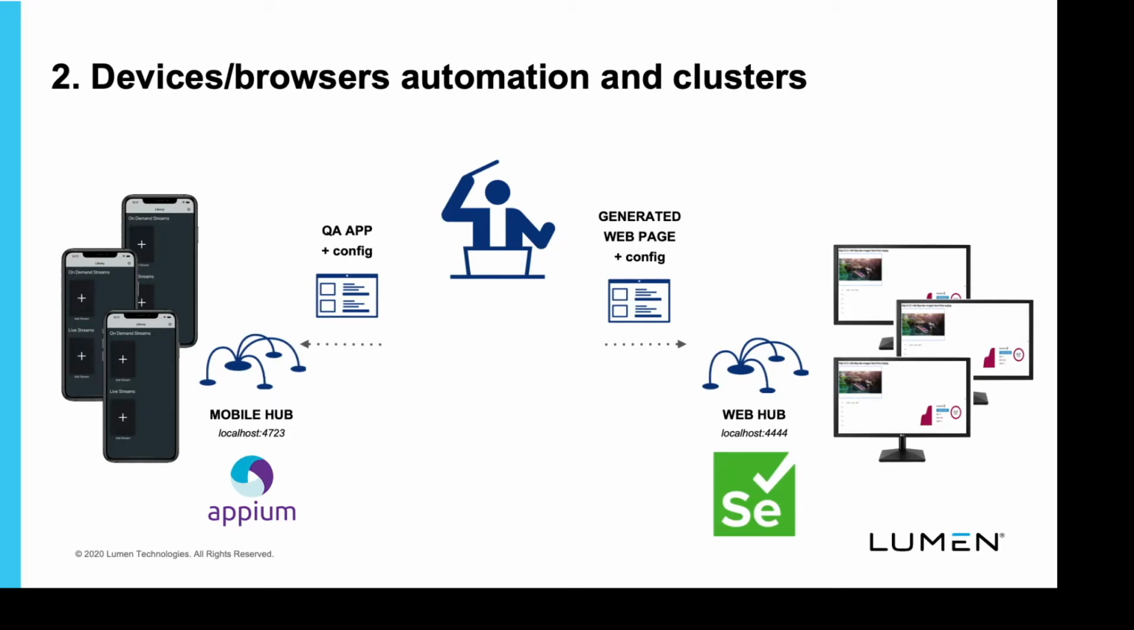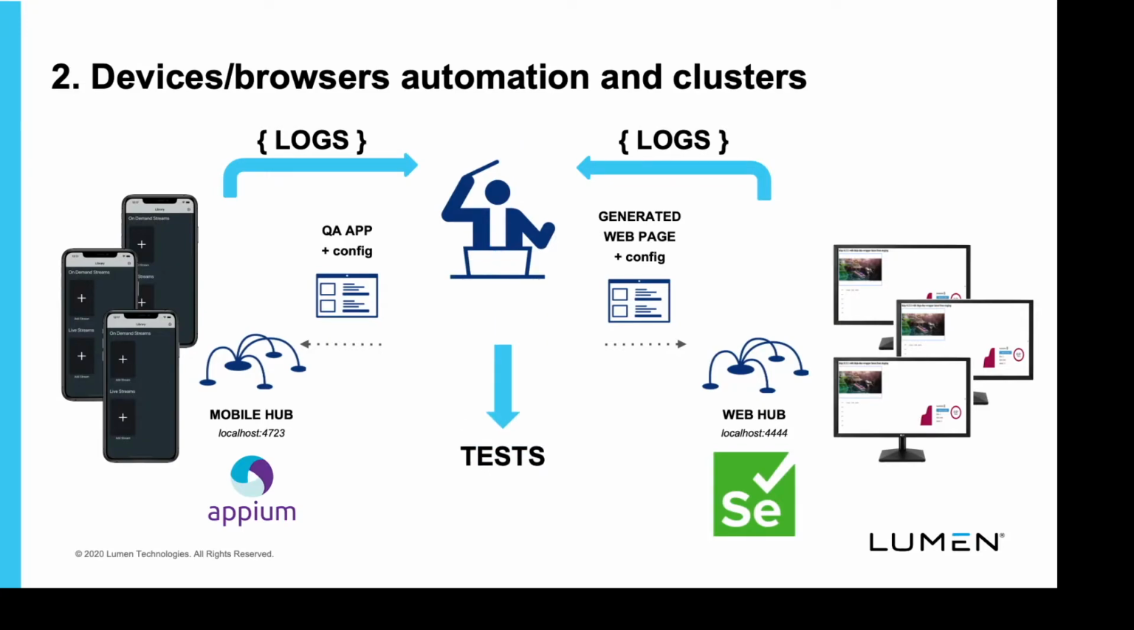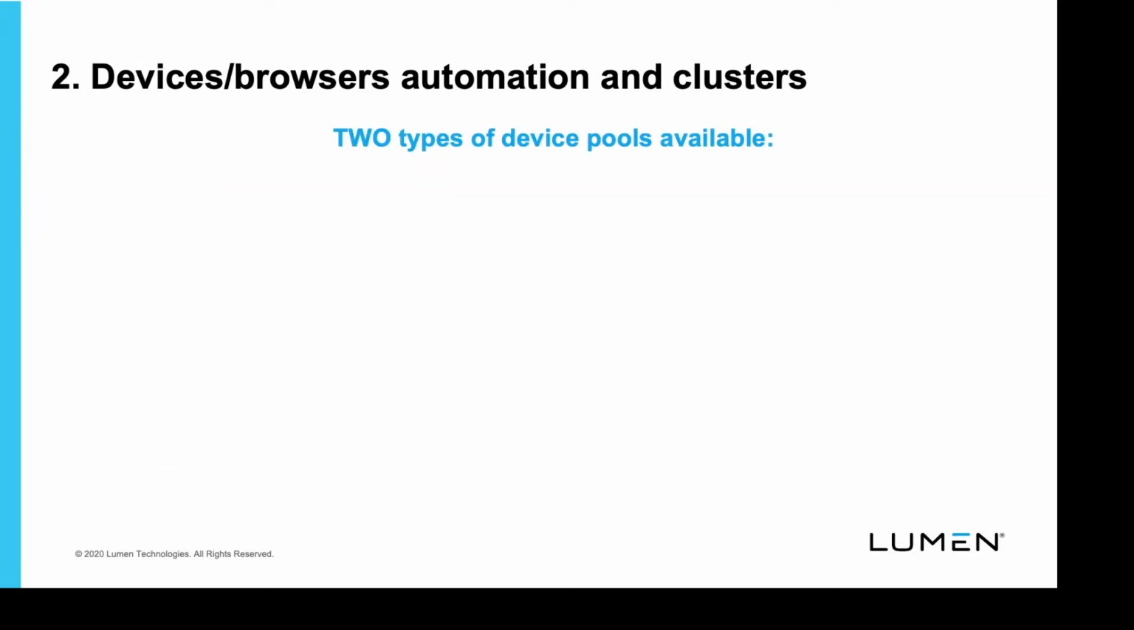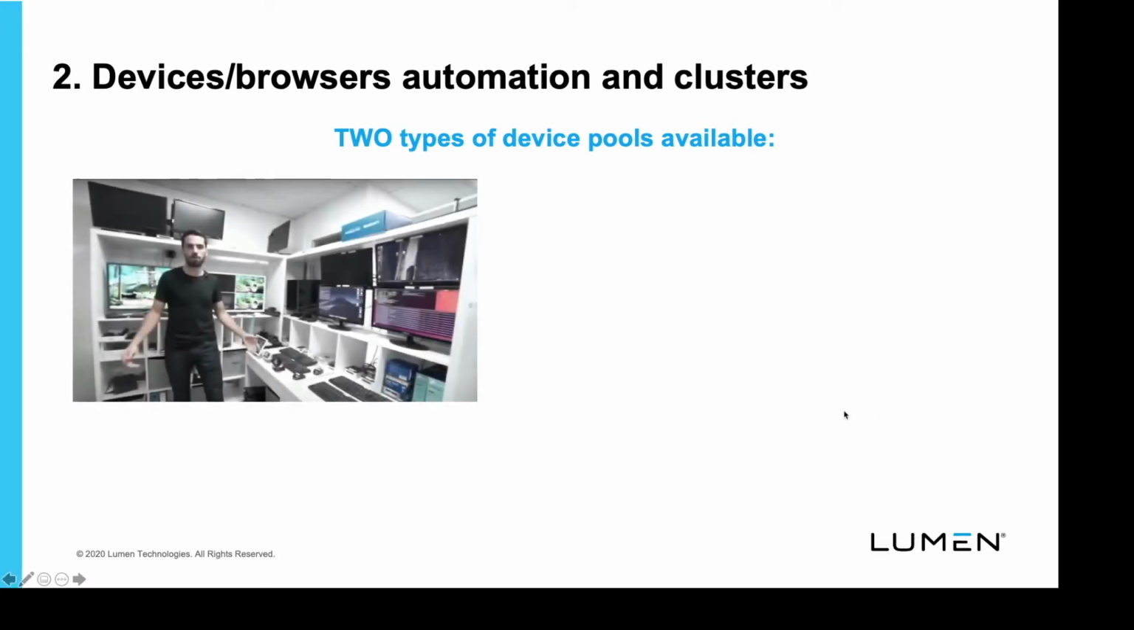So once the runs are done, there are some logs generated, same on devices and same on web browsers. And then again, the orchestrator is in charge of taking those logs and making the tests. The other important thing to mention is that we have two types of device pools available. The first one is located at the office and is composed of real browsers. We have some machines or actual phones that you can see on the picture.